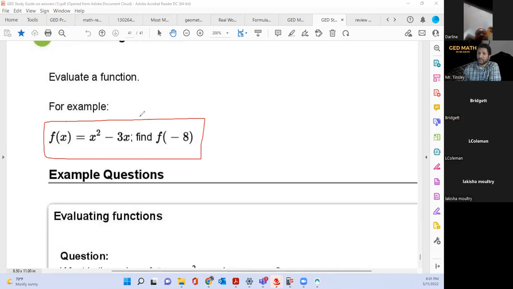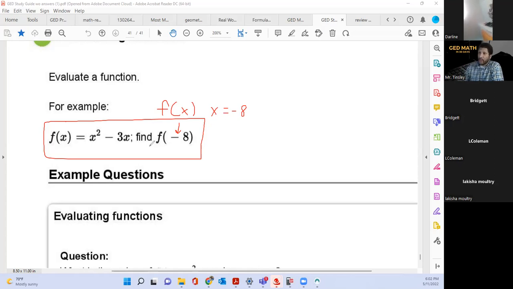Anytime you see an x, you plug in -8. This f of x notation means the function f at point x, so whatever's in the parentheses is x. So basically x is -8, and everywhere you see x, you plug in a -8.